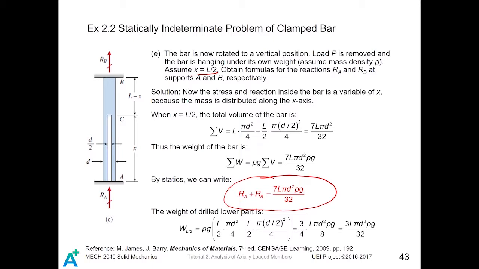As we know, when x equals L over 2, this part is solid. Also, for the weight of the drilled lower part, that is, for x equals L over 2, the material below this level is drilled, it is hollow, and the material above it is solid. The weight of the drilled lower part can be calculated in this way, and the result is 3L pi d squared rho g divided by 32.